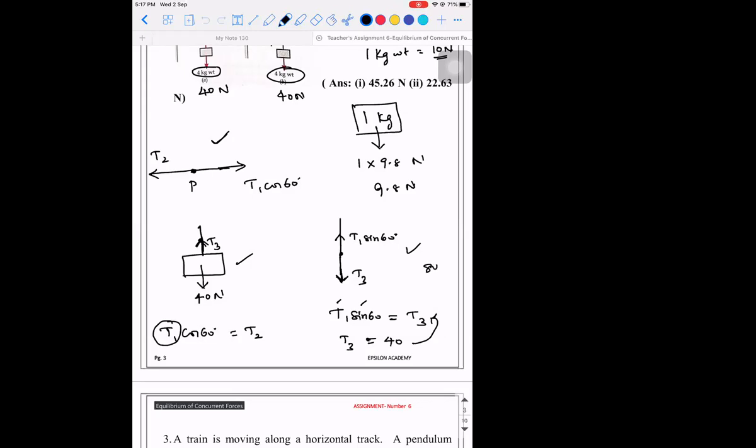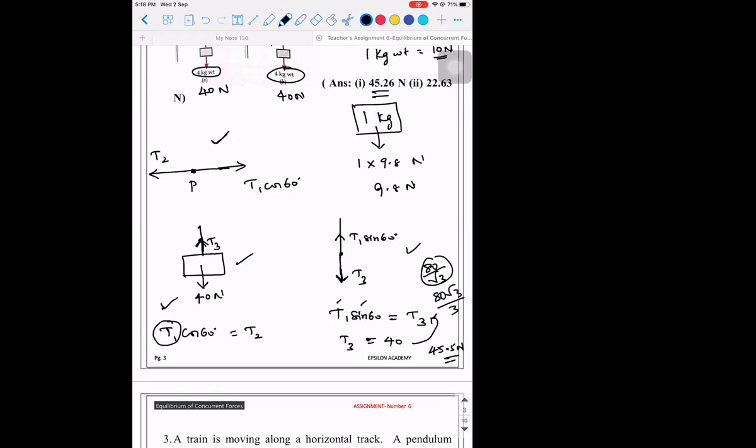So you will have 80 by root 3 as T1. So 80 by root 3 means it is 80 root 3 divided by 3. So 80 by 3 is approximately 27. So 27 into 1.7 will give me how much? Approximately 45.5. So that is T1, approximately 45.5.